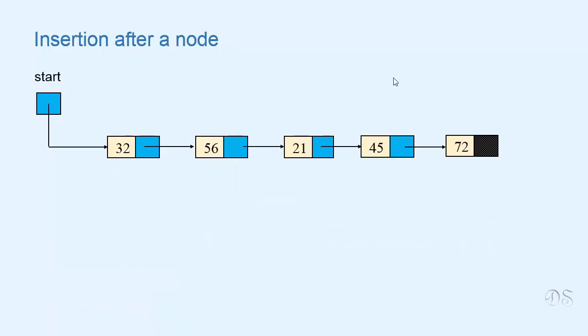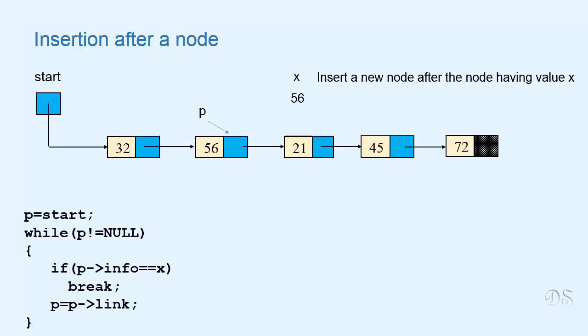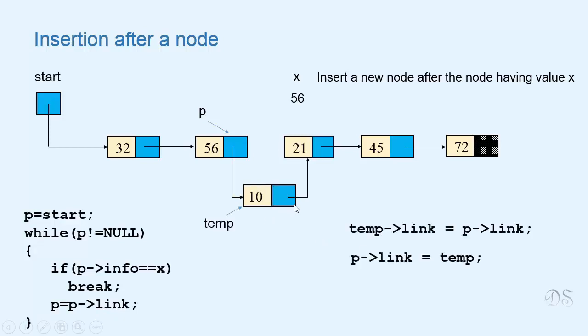First, let's see how we can insert a new node after a given node. Suppose we are given a value x and we have to insert a new node after the node that contains x. Now if x is 56, then in this list we have to insert a new node after this node. That means we have to insert a new node between these two nodes. And for that we need a pointer to this node. We have already seen how we can find a pointer to a node that contains value x. After finding this pointer, we allocate a new node and insert it here by writing these two statements of insertion. So this is how we can insert a new node after a given node.